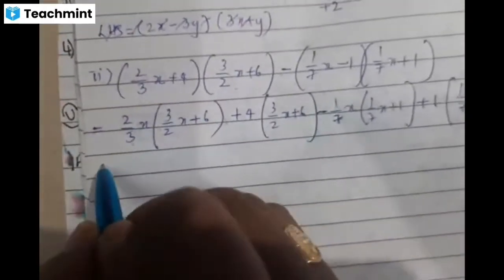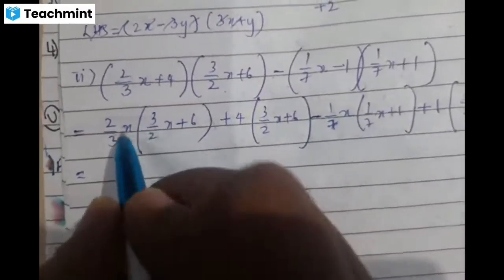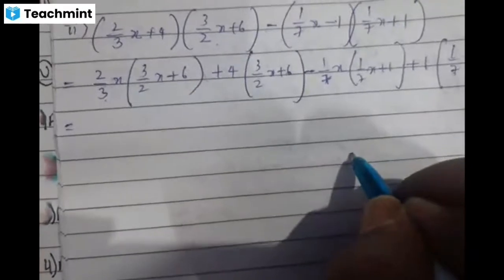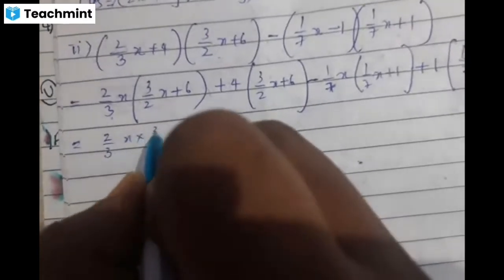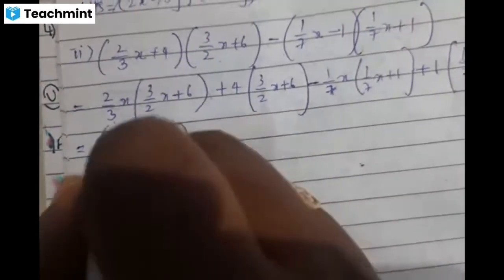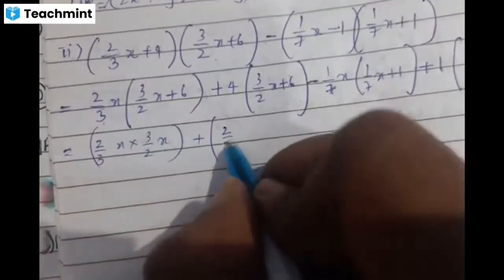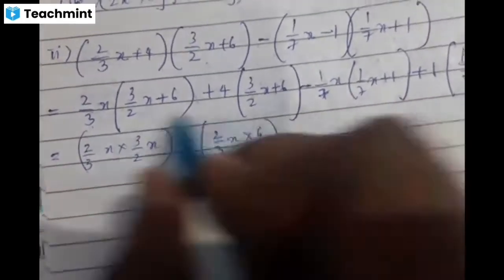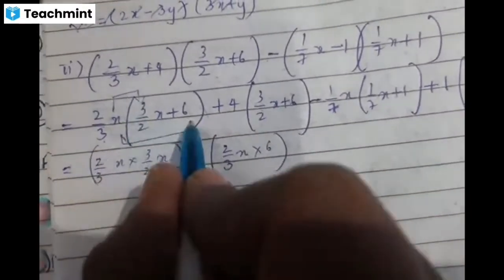Now, multiply 2 by 3x into 3 by 2x. Here, I'll do it on the rough side, or else write it down one more time. 2 by 3x into 3 by 2x, plus, you have to multiply 2 by 3x into 6. So I have multiplied this term into this and this term into this.